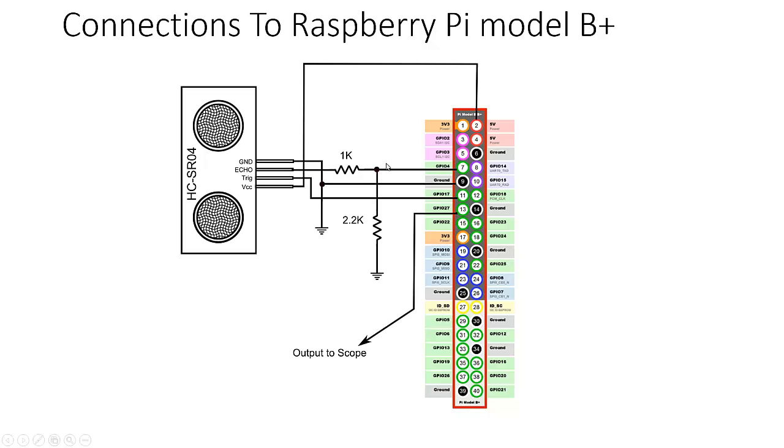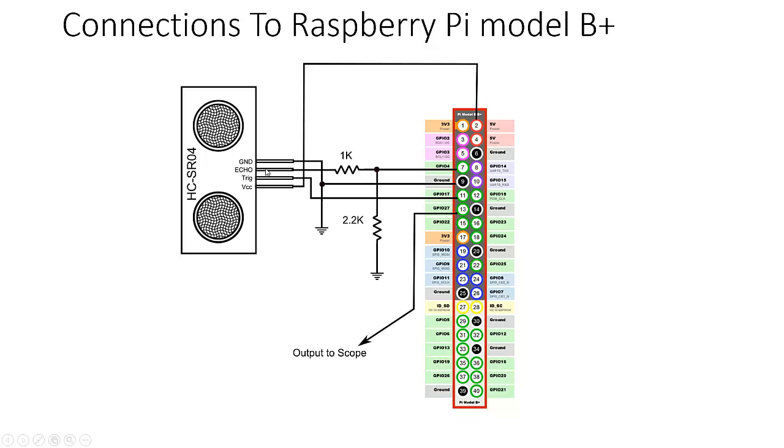The hardware implementation on the Raspberry Pi is shown here. On the right is a representation of the GPIO connector on a Raspberry Pi Model B. Then VCC is taken out from pin 2 as the ultrasonic module uses 5 volts. For the trigger output, we are using GPIO 17.